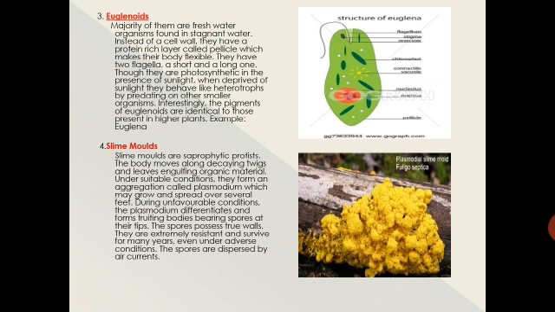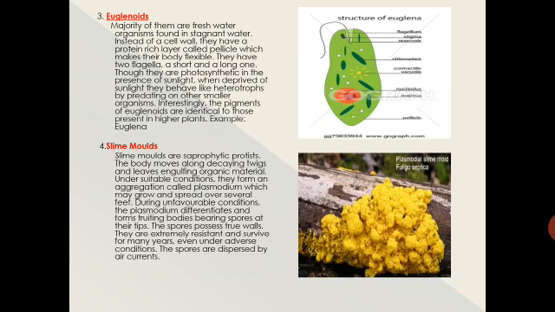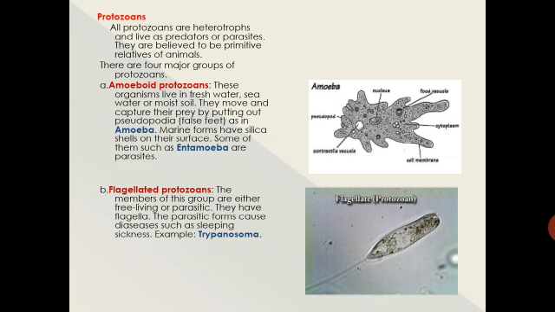So that was about the classification of protists. Firstly, it is classified into chrysophytes, dinoflagellates, euglenoids, slime molds, and the last one is protozoans. All protozoans are heterotrophs, depend upon other organisms and live as predators or parasites. They are believed to be primitive relatives of animals. There are four major groups of protozoans.